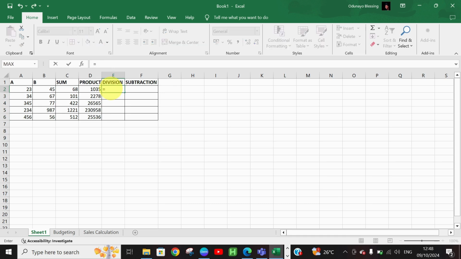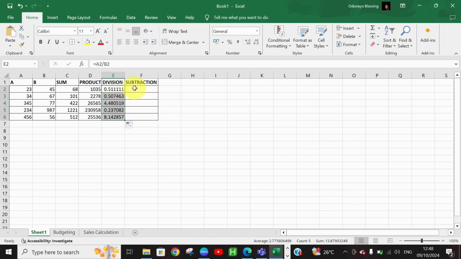For the division, I can as well do A2 divided by B2. That's the answer. And for the subtraction, I can also say A2 minus B2, and the answer is this. So I'm going to erase all this. Let me copy and paste the answers here.